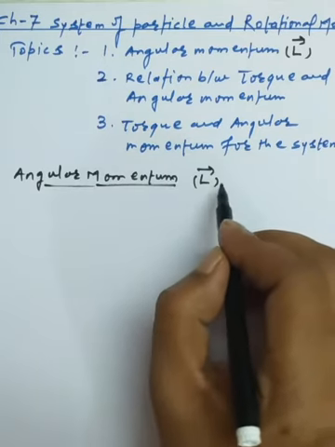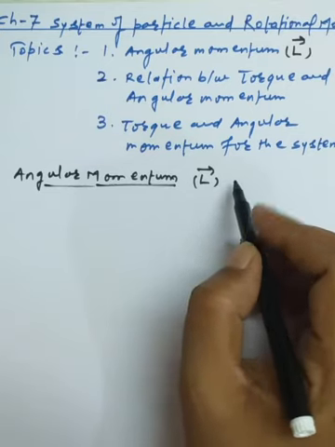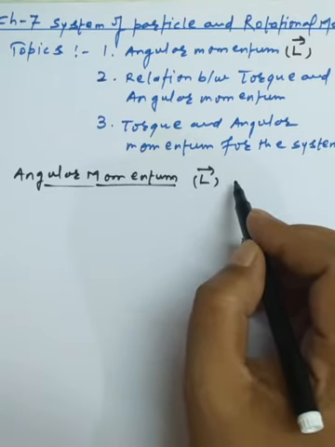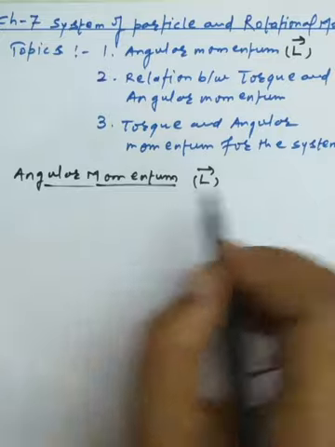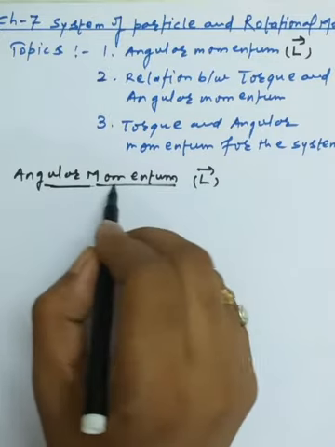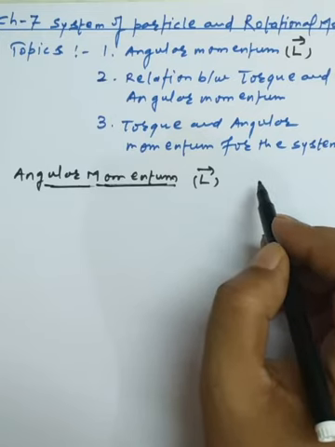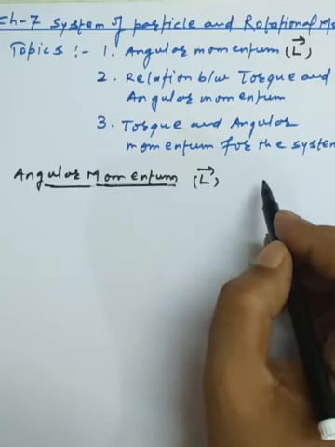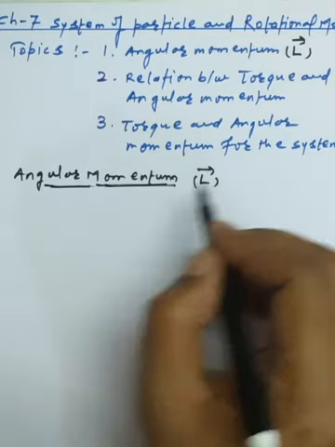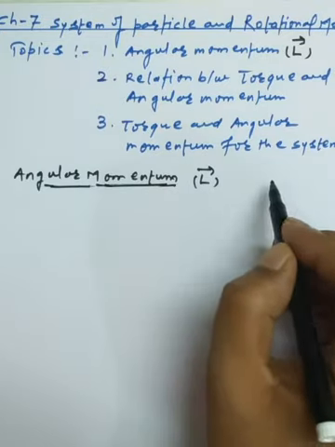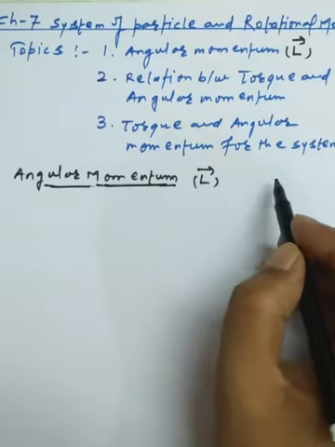So definitely the angular momentum is a rotational analog of the linear momentum. In the same way, one of the quantities we discussed earlier, the torque, is also the rotational analog of the force in linear motion. Okay, the rotational analog of the force in rotational motion.